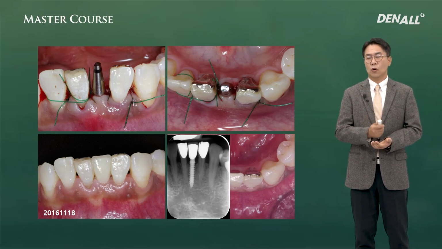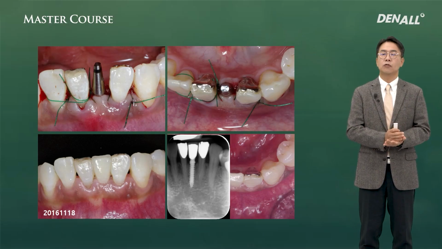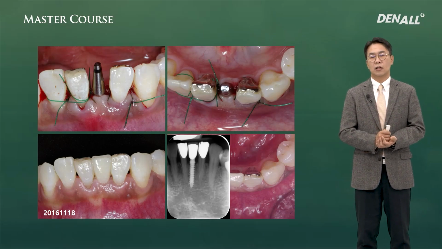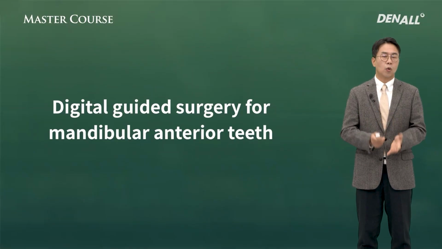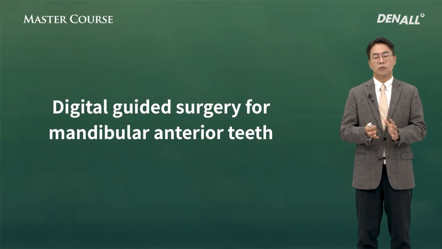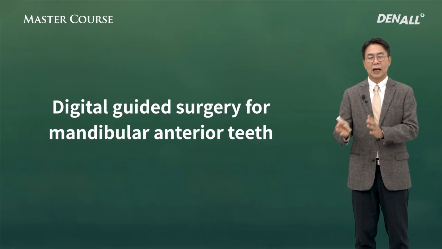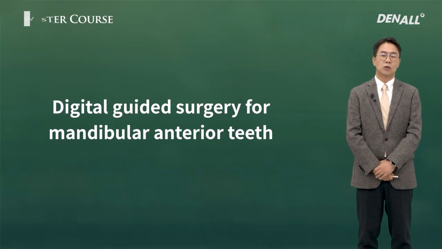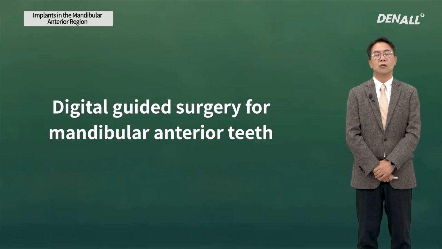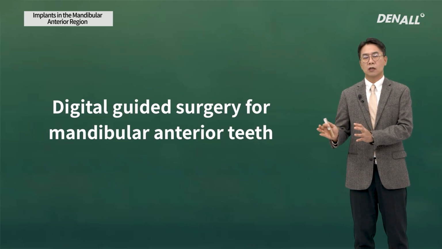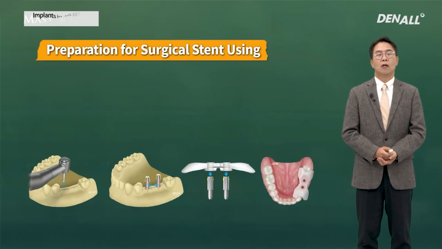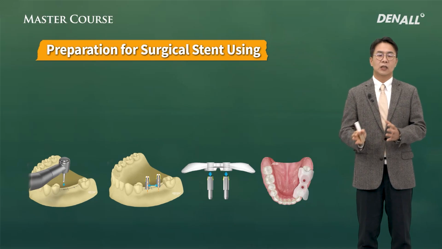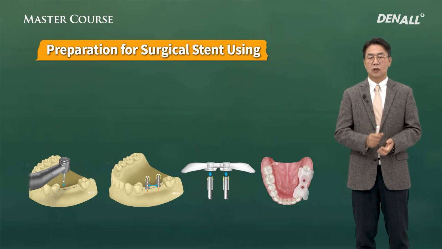So if you look at here, you may think accurate placement can be made, but it is not as easy as you think. So considering that, we need to think about how we can place the implants better. For that, for more accuracy, digital guided surgery can be used. In general, before the digital guided surgery, a surgical stent can be used.